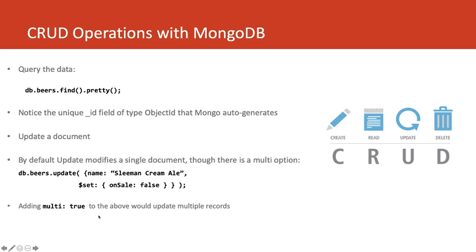Adding multi: true to the above line would update multiple records. The first one, the update statement, is only going to update the first instance that it finds with a name of Sleeman Cream Ale. We can give it a second option of multi: true, and it will then update all instances instead of just the first one.